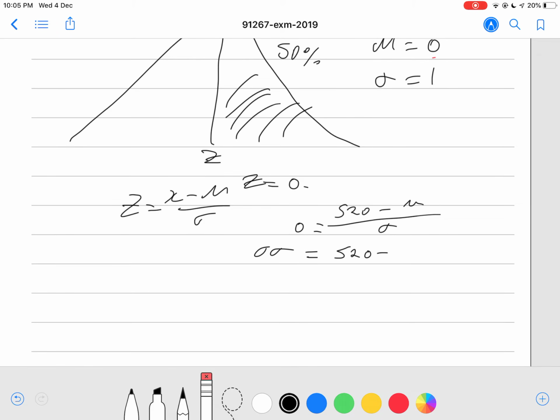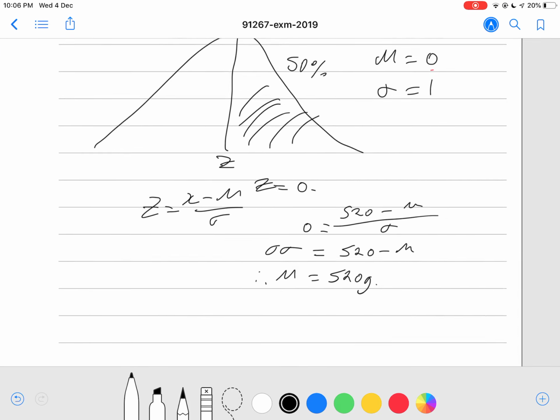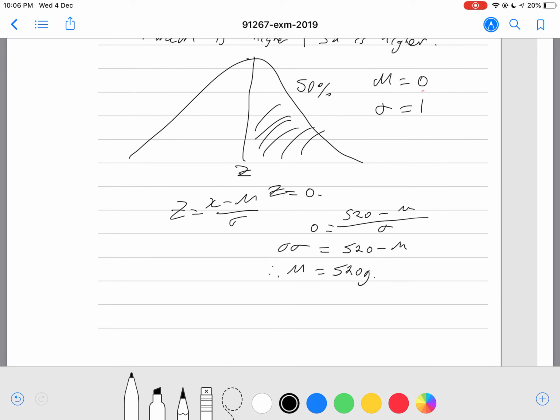So therefore our u value would have to be 520 grams. As you can see, in order for Eddie to have a 50% chance of getting a plate that is 520 grams or greater, the mean would have to be 520 grams. The mean in the company is 450 grams, and Eddie's plates would be 520 grams, just for a 50% chance of picking a plate that's greater than 520.